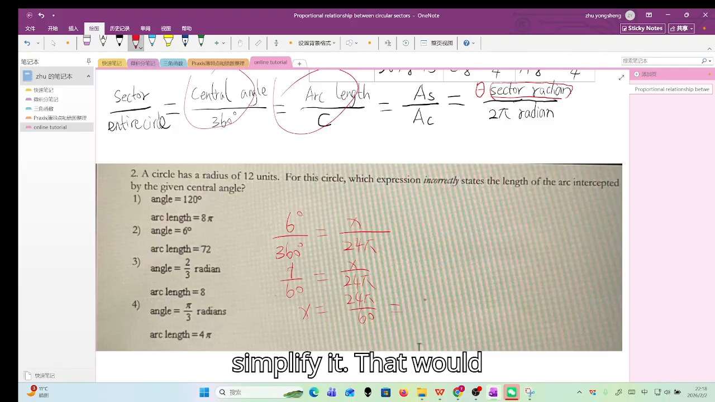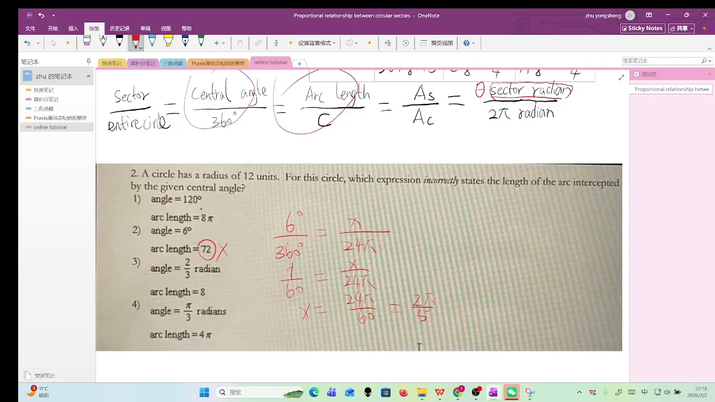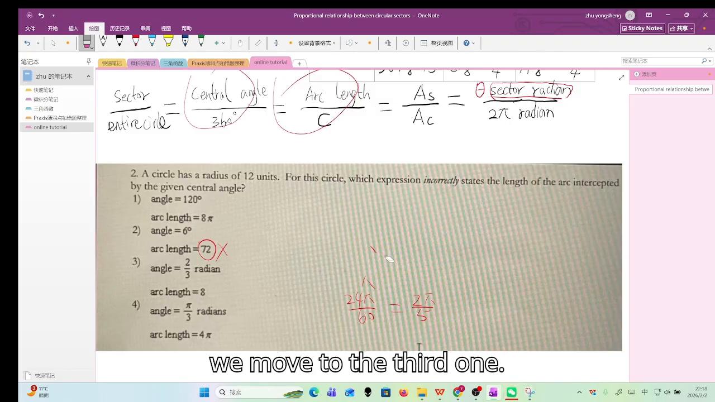And we simplify it, that will be 2 pi over 5, 2/5 pi. The given arc length is 72, so the arc length should be 2 pi over 5. So this is incorrect. The second one is incorrect. All right. And then we move to the third one.